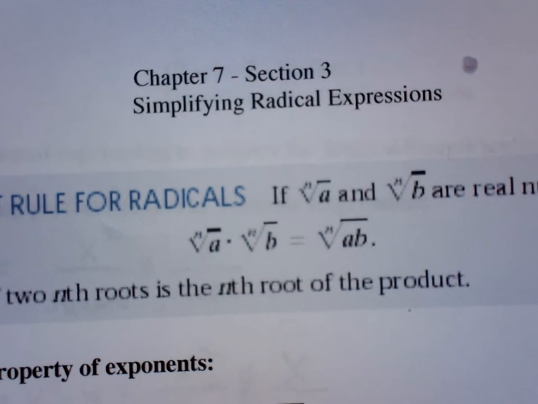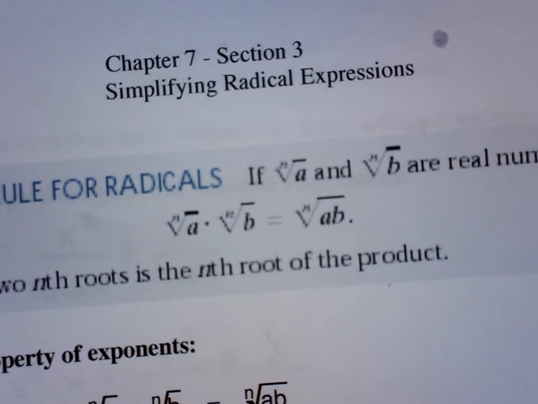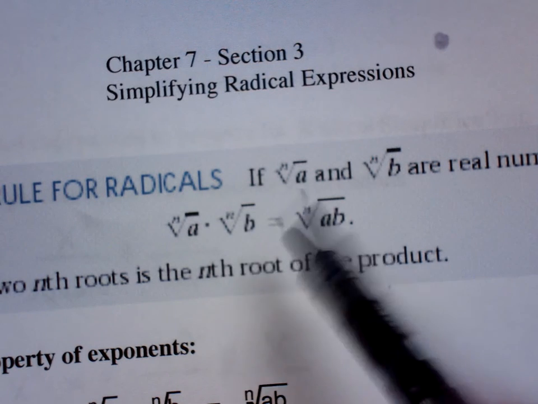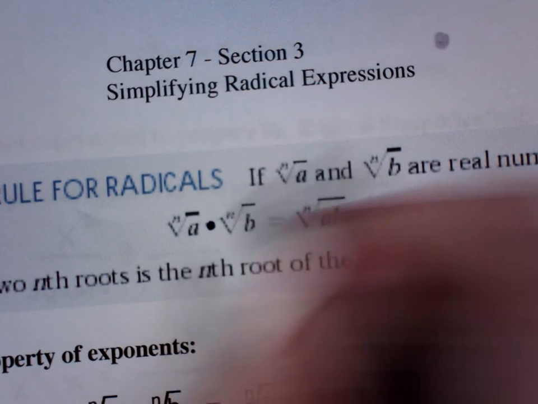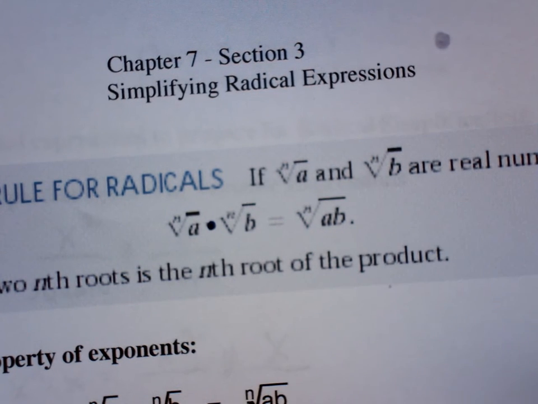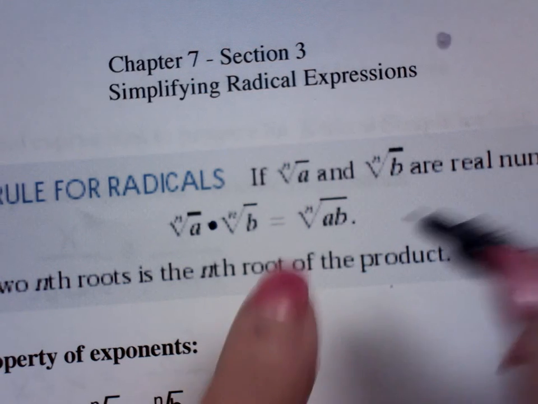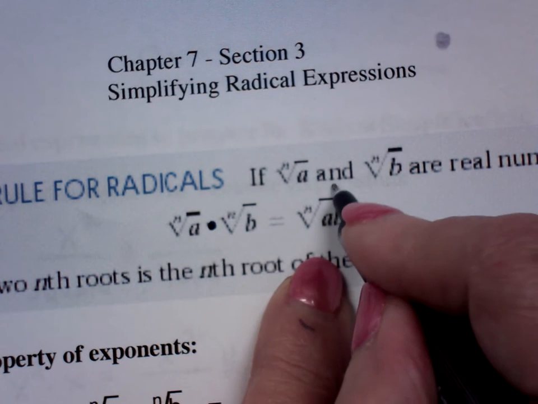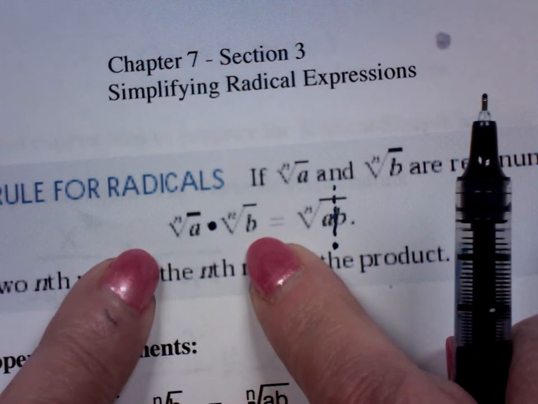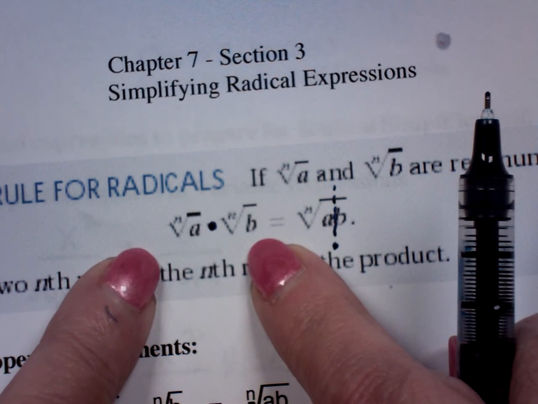Okay, rule for multiplication of radicals. This says that if I have the nth root of A times the nth root of B, because this is a multiplication and the indices are the same, you can write it under a single radical. And the reverse is true: if it's under a single radical and there's a multiplication, I can break it into two radicals.